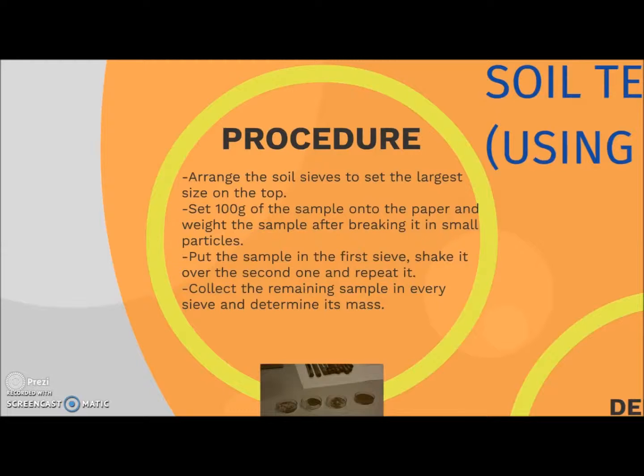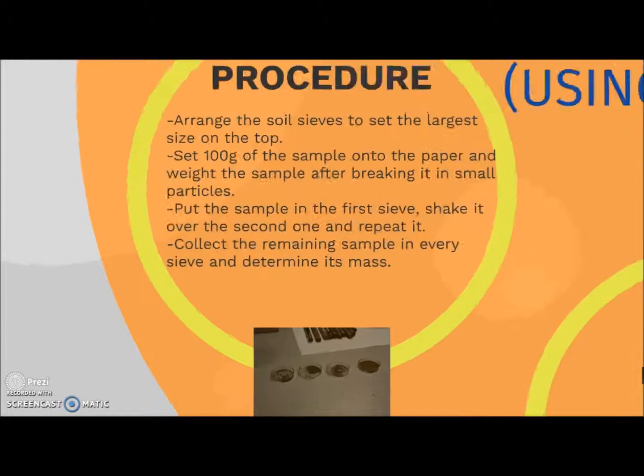Procedure. Arrange the soil sieves to set the largest size on the top. Then set 100 grams of the sample onto the paper and weigh the soil sample after breaking it into small particles. Now put the sample in the first sieve and shake it over the second one. Repeat it with every sieve. Collect the remaining sample in every sieve and determine its mass in the balance, and finally calculate the relative percentage of sand, silt and clay.